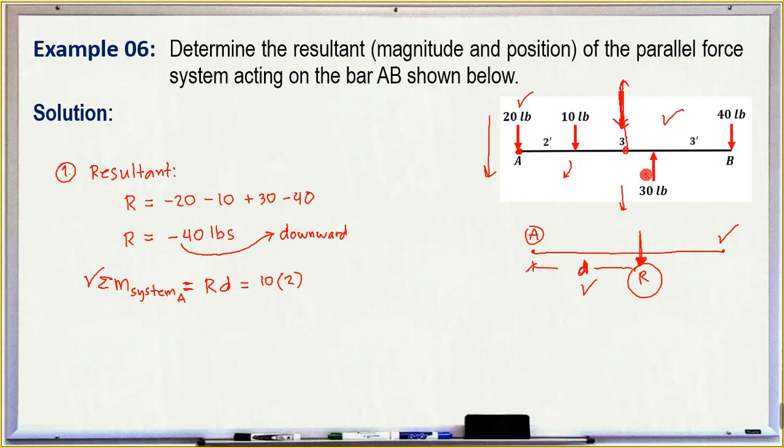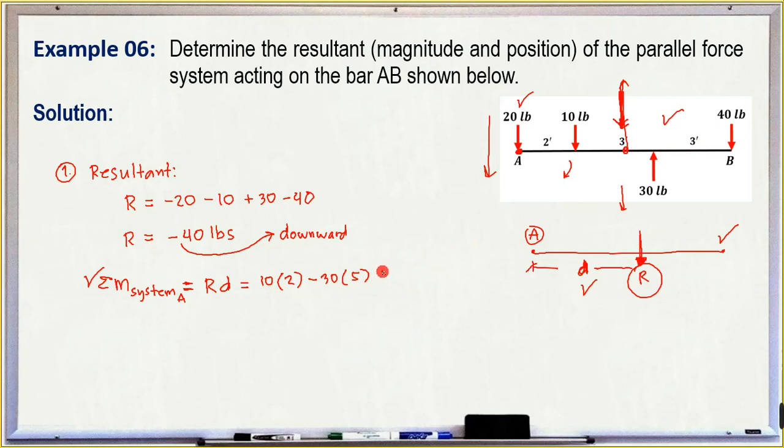Now, for 30 pounds, unsa man siya? Clockwise ba iyahang ma-generate or counterclockwise? Di ba counterclockwise siya? Kay counterclockwise kay paitaas. So, mo nang negative ta. Negative 30 times ang distance is 5. Now, ikaw rin bahala. Pwede nimong ang clockwise i-negative or si counterclockwise i-positive. It's up to you.